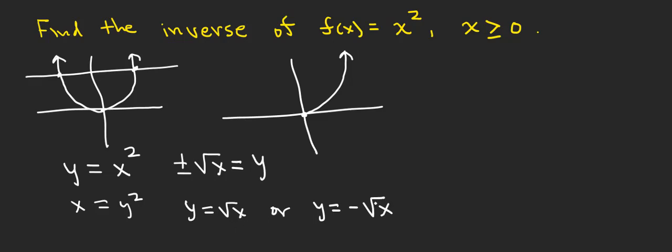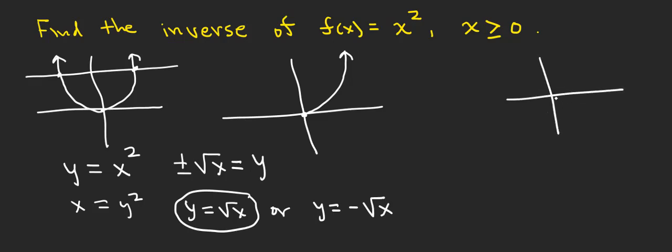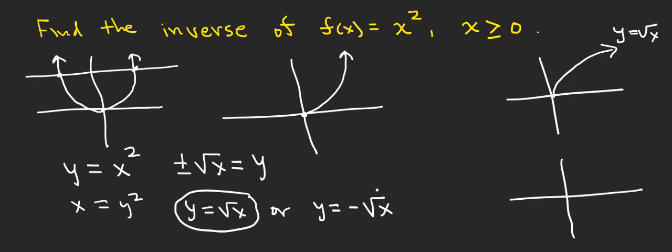First, how does the graph of y equals radical x look? You know that it looks like this. This is y equals radical x. What about y equals negative radical x? Well, that looks like this. The x-axis becomes a reflection line. So this becomes y equals negative radical x.